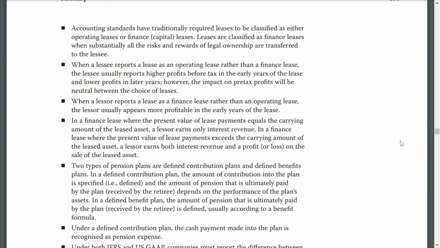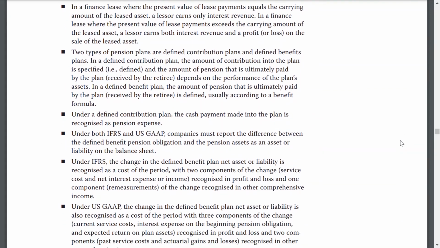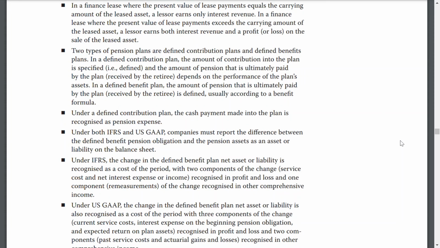When a lessor reports a lease as a finance lease rather than an operating lease, the lessor usually appears more profitable in the early years of the lease. In a finance lease where the present value of the lease payments equals the carrying amount of the leased asset, a lessor earns only interest revenue. In a finance lease where the present value of lease payments exceeds the carrying amount of the leased asset, the lessor earns both interest revenue and profit or loss on the sale of the leased asset.